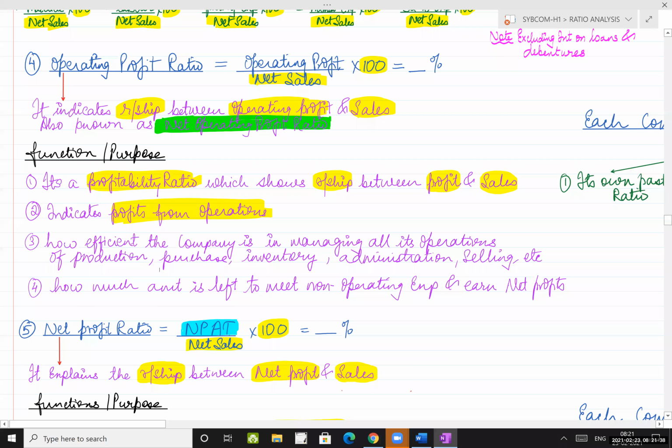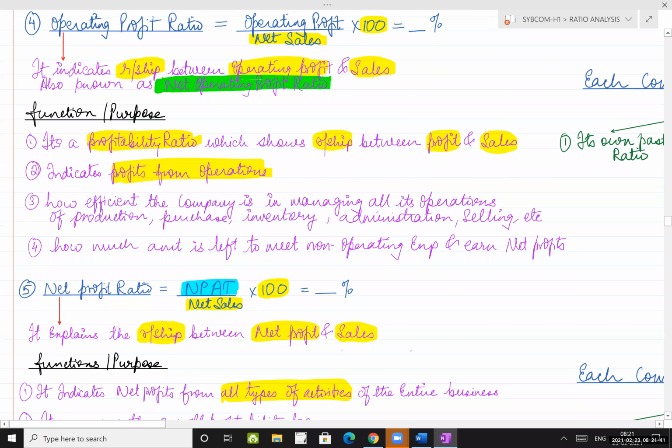Okay, then net profit ratio. So net profit after tax upon net sales into 100. Now in some textbooks, if you go through any of the textbooks, they write here net profit before tax upon net sales into 100. This is the formula that they give, which is wrong. When I'm calculating net profit ratio, the numerator has to be net profit after paying the taxes, that is income tax. Am I clear? Acknowledge it in the chat box. Till here, everybody has understood?